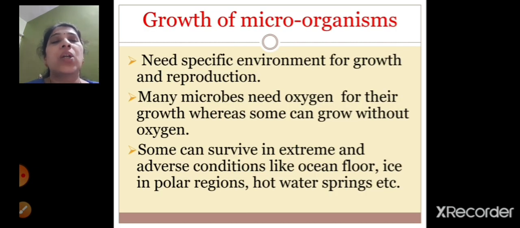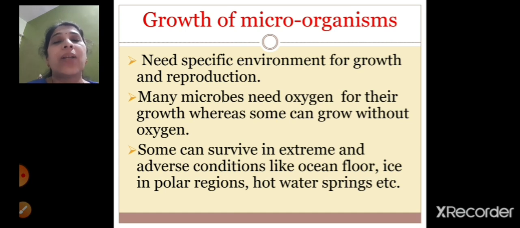Now how is the growth of the microorganisms? How do the microorganisms grow? The microorganisms need a specific environment for growth and reproduction, right? They cannot grow anywhere, so some conditions are required. Some microbes need oxygen for their growth, like we require oxygen. But there are some microorganisms which can grow without oxygen, right? So some require oxygen and some do not require oxygen.